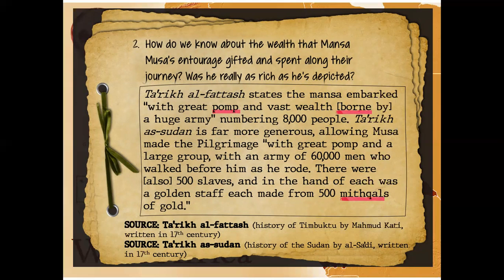Let's read the source. Tariq al-Fattash states, the Mansa embarked with great pomp and vast wealth borne by a huge army numbering 8,000 people. Tariq as-Sudan is far more generous, allowing Musa made the pilgrimage with great pomp and a large group with an army of 60,000 men who walked before him as he rode. There were also 500 slaves, and in the hand of each was a golden staff, each made from 500 mithqals of gold.